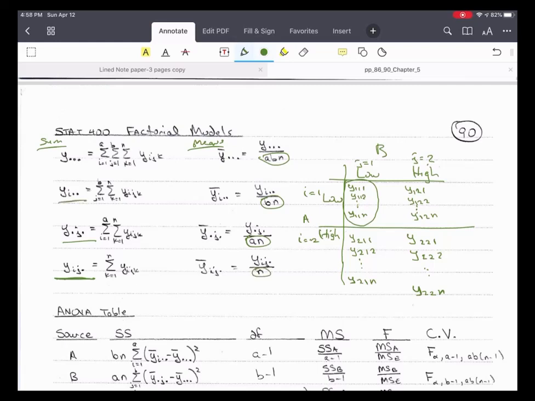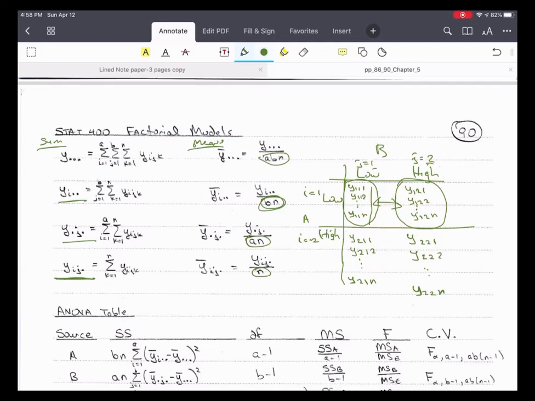For y_i.., I would add these two for i equals 1, okay? And so this is across j equals 1, j equals 2, and k equals 1 to n. So I would add up these 2 times n observations, because j is 2, and so I would have to divide by 2 times n, or b times n.